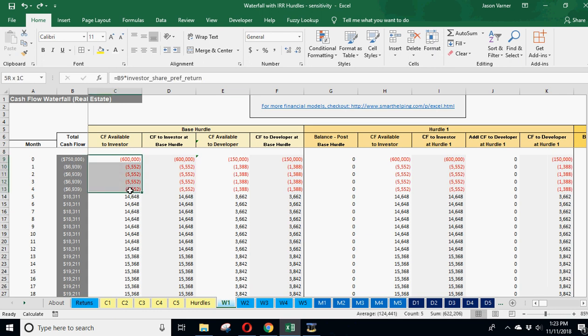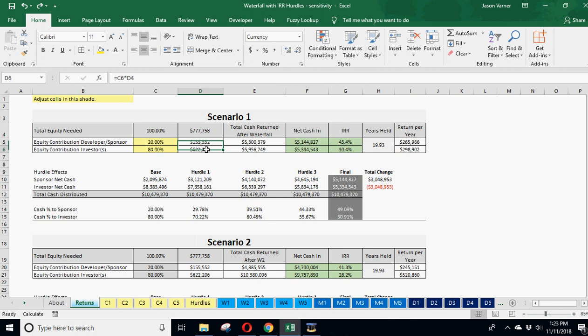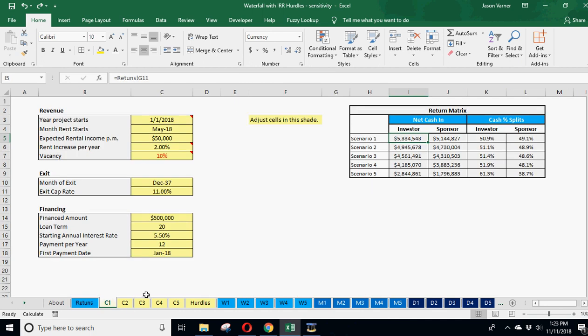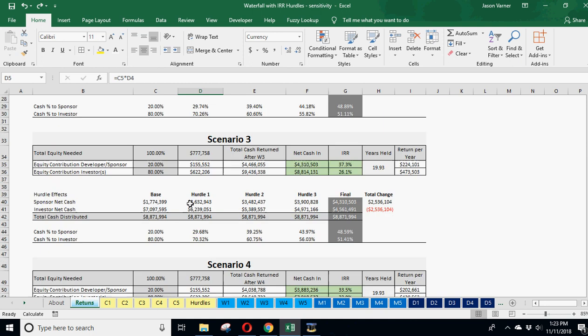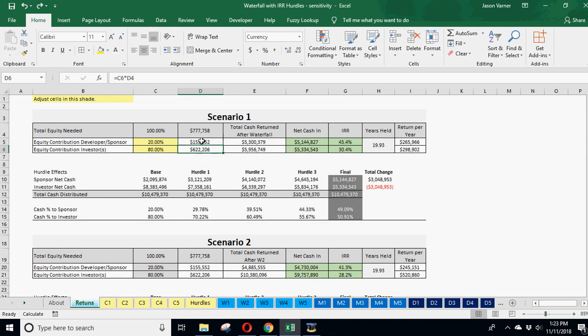You can see there's 622 for the investor and 155 for the sponsor, and you can see that's right here, 622, 155 for each. So these, I haven't put these on this summary, I've just put them on the returns for each scenario, but that's what this is here. So you can see the sponsor's only committing 155,000, investors are committing 622. The split on free cash flow is 80-20 at the base. Here's the total cash return after everything.